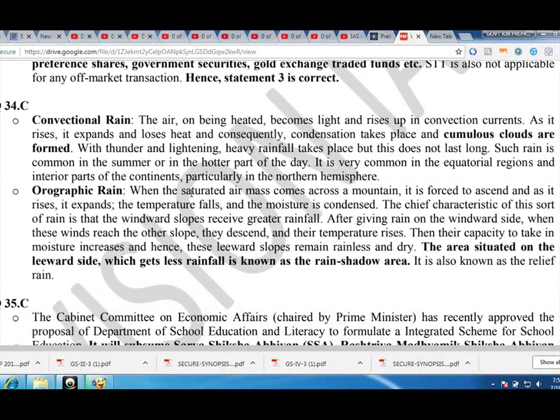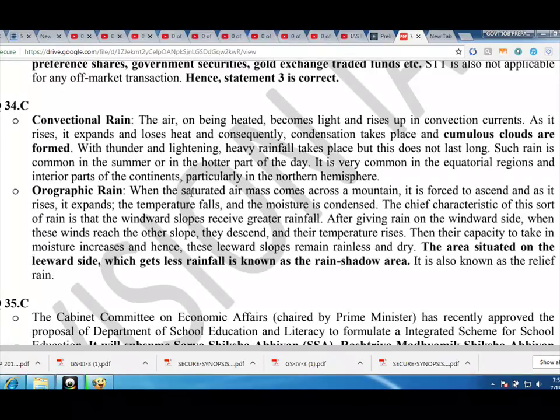Q34. Convectional rain: the air, on being heated, becomes light and rises up in convection currents. As it rises, it expands and loses heat, and consequently, condensation takes place and cumulus clouds are formed. With thunder and lightning, heavy rainfall takes place, but this does not last long. Such rain is common in the summer or in the hotter part of the day. It is very common in the equatorial regions and interior parts of the continents, particularly in the northern hemisphere.